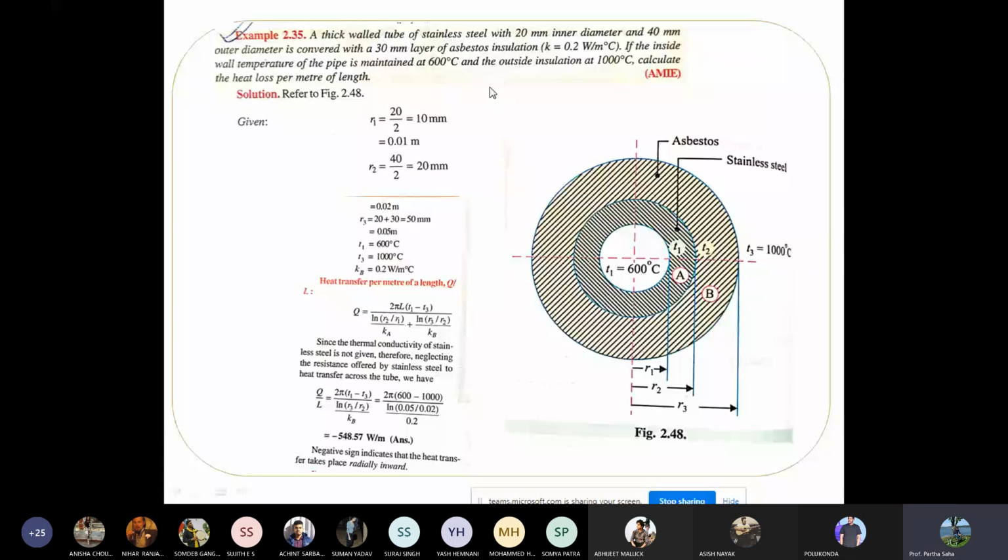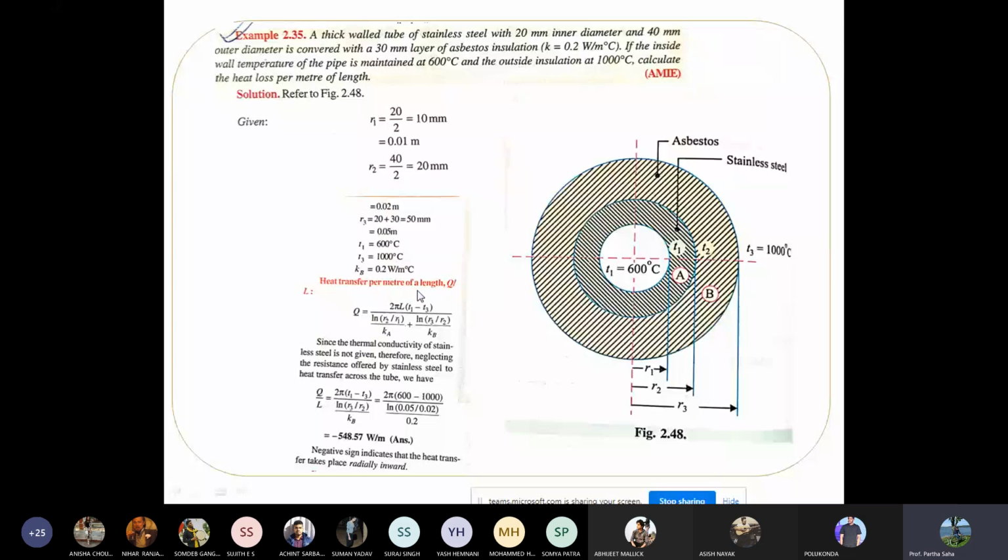The thickness is given, 30 millimeter asbestos. R1 is already calculated, 10 millimeter. R2 you calculated, 20 millimeter, that is outside diameter 40 millimeter given. So it will be 20 millimeter, and R3 will be 20 plus 30, that is 50 millimeter. T1 given, T3 given, Kb also given, the asbestos.